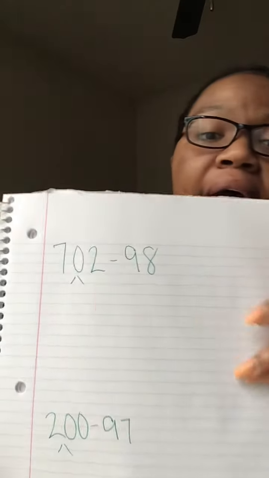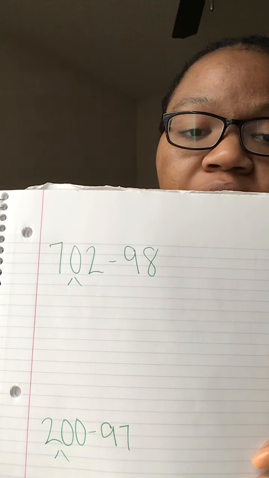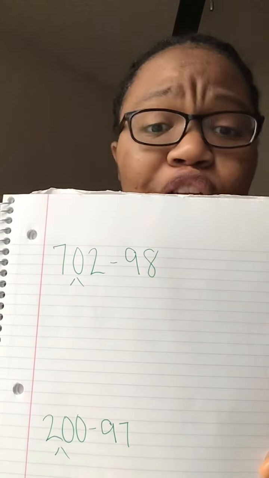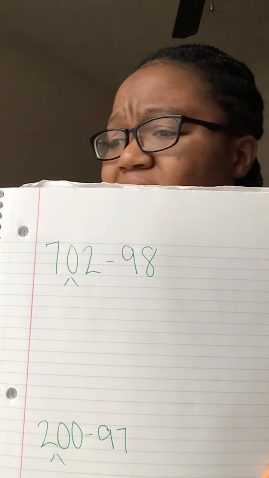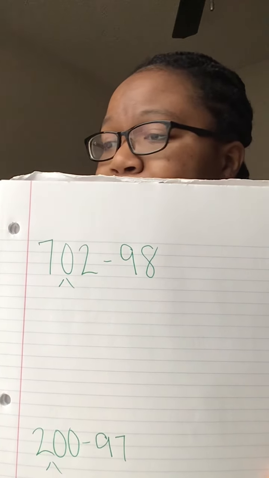Let's go ahead and look at the next one. What's our next one? 702 minus 98. So make sure you have that. We're looking at this one. If you did it, great. You're going to check your work. If you didn't, go ahead and write this down, please. Please. Okay?